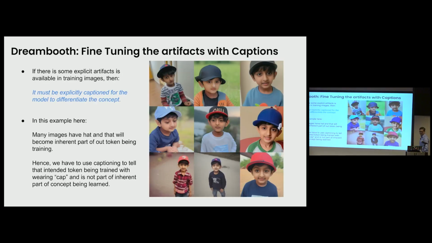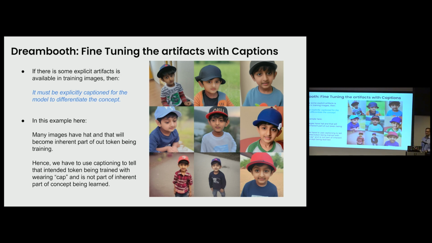Okay, so this is the example which I really wanted to show you. So there is a kid. These are the images of the kid, for which we want to introduce the concept. So it must be explicitly captioned for the model to differentiate the concept. What I'm trying to say is, suppose I have some name XYZ for this kid, and if I train images of this kid, do you see something different about these images? And that is that all of them have a hat.